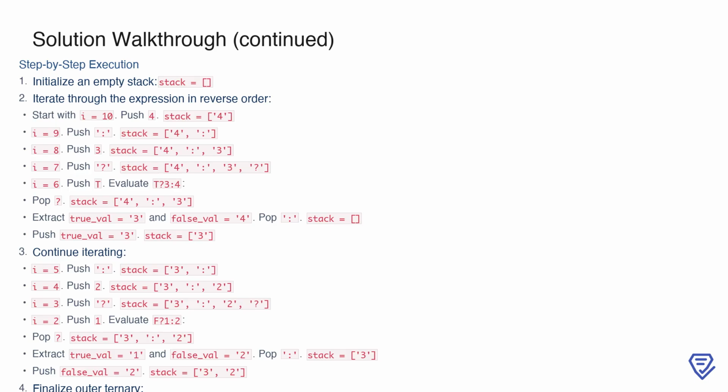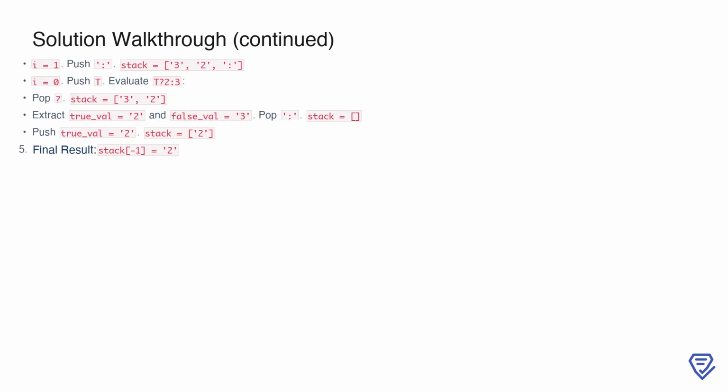Continuing, we push colon and 2, followed by question mark, and then 1. At this point, we evaluate the inner ternary f1 2. Popping question mark, we extract 1 as the true value and 2 as the false value, then remove colon. Since f is false, we push the false value 2 onto the stack. The stack now holds 3, 2, and we move on to finalize the outermost ternary expression.